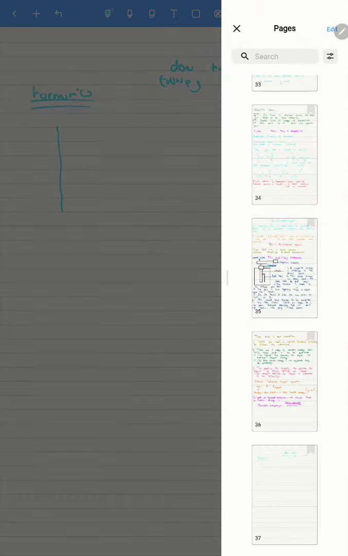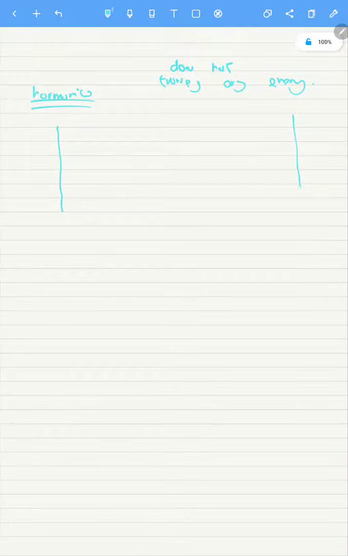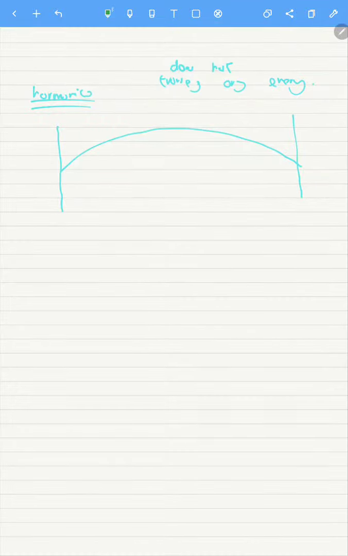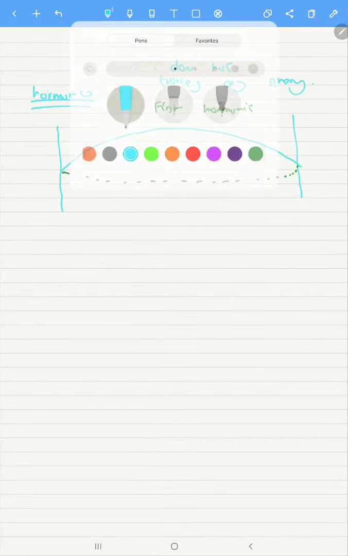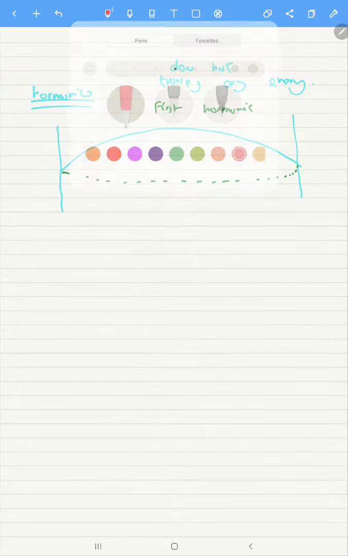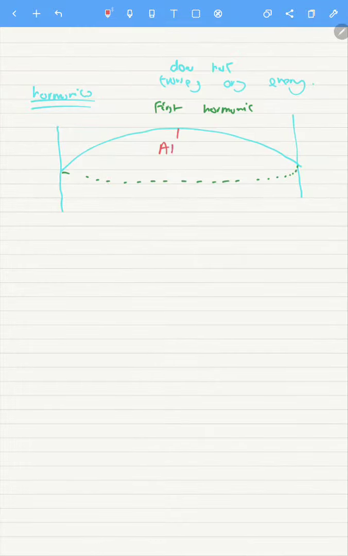So there are 2 points, and then there's one wave going this way. It bounces back off this post and it comes back the other way. So this is the first harmonic. The first harmonic is basically half a wavelength, which has one antinode and 2 nodes.